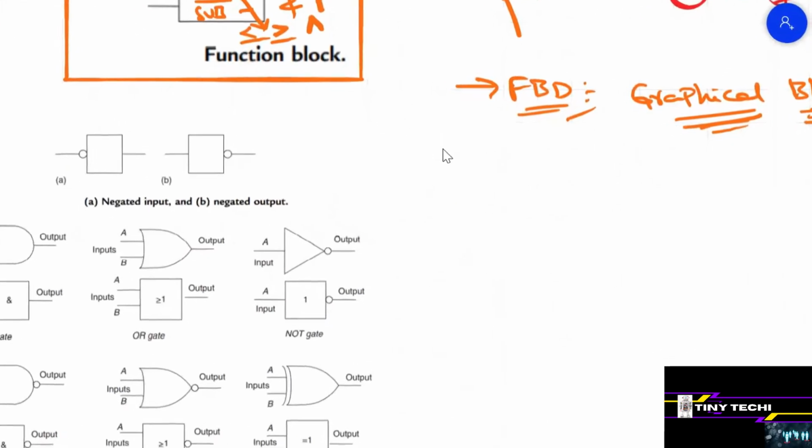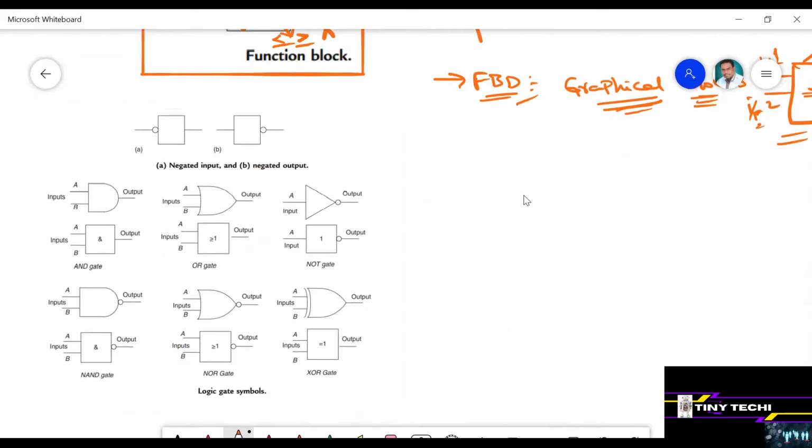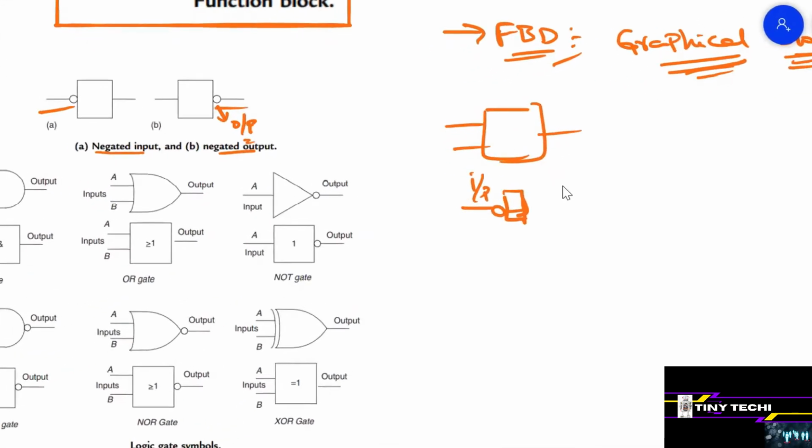Now we can see a few examples here. In this diagram you can see how we denote the negated input and the negated output. A normal input and output is denoted by connecting a horizontal line. But a negated input has a bubble inserted at the input, and a negated output has a bubble at the output. This is how we represent the negated input and negated output.